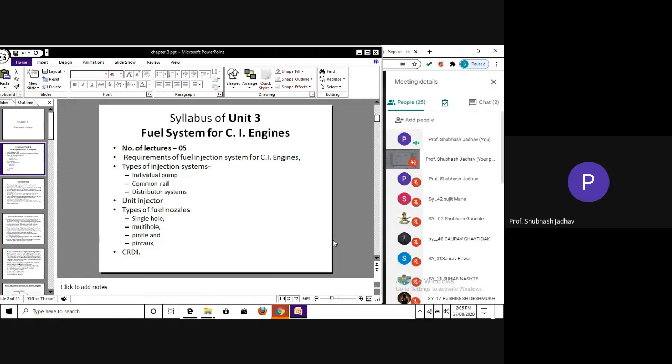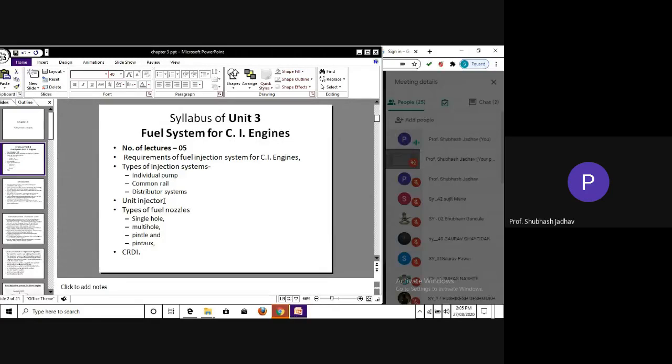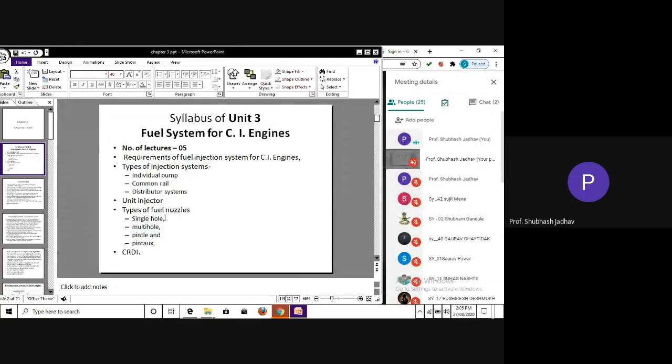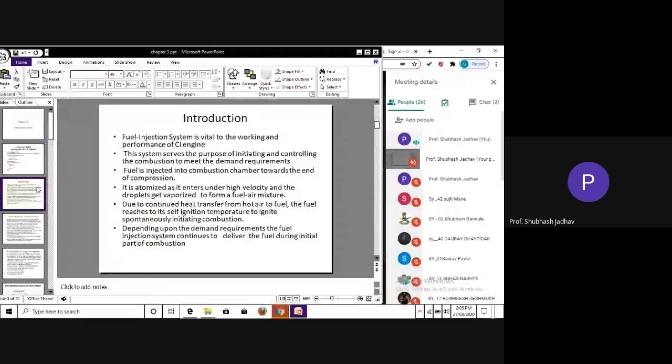So we have here the requirements of fuel injection system for CI engine as the first point, then the types of injection systems. Under the types, we have individual pump, common rail, distributor system. So these many systems we will be discussing under the heading types of injection system. Then we will have a unit injector type system, which we'll again be discussing. Then we have the types of fuel system nozzles: single hole, multi-hole, pintle, and pintaux. And finally, we will be discussing the common rail direct injection system or CRDI system. So this is the content of the syllabus, what we are supposed to discuss.